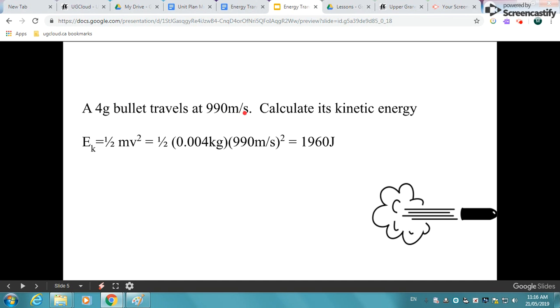4-gram bullet travels at 990 meters a second. Nothing shocking or surprising there.